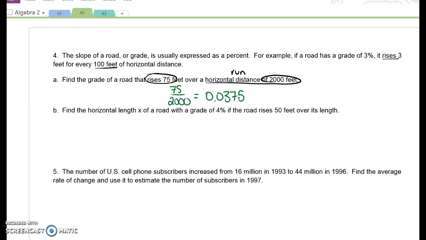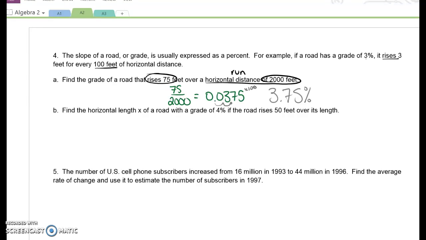We are going to talk about how to change this into a percent, because I guarantee there's at least one person who does not know how to change 0.0375 into a percent. And that's okay. There's always time to learn. Take the decimal point and move it 2 places to the right. This would be 3.75%. Or you can take this decimal and multiply it by 100, and that will tell you what percent it is.